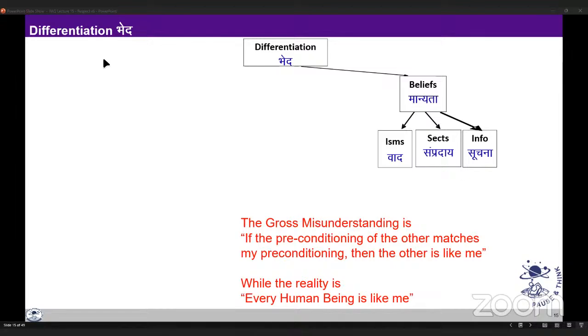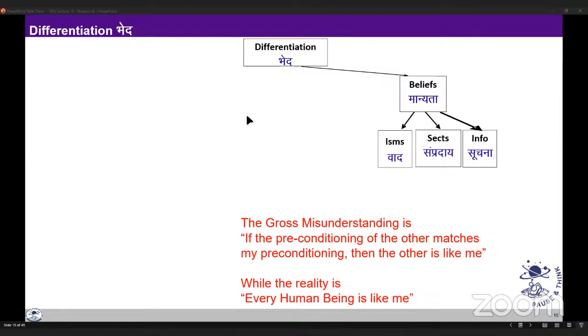While what we see is that by the reality, every human being is like me. Not only this person who is having a preconditioning the same as me, but also this person who is not having the preconditioning same as me, a different preconditioning altogether, opposite to mine, is also like me only. The other person's purpose, program, potential, who is believing in some other belief system, is also the same like me. So whenever there is differentiation, do you see that there is disrespect? That is disrespect.